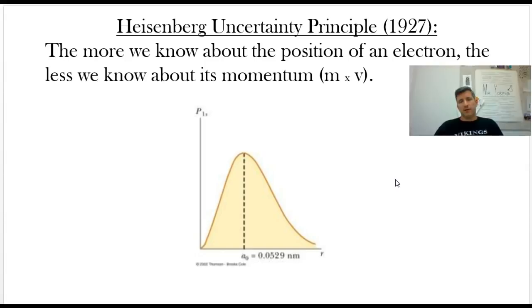So basically, in order to measure the momentum of an electron, or basically the velocity, how fast it's going, you have to change its momentum. You have to give it some. You have to hit it with some kind of energy, causing it to move, and therefore changing both its position and its momentum. So it's very difficult to measure both at the same time.